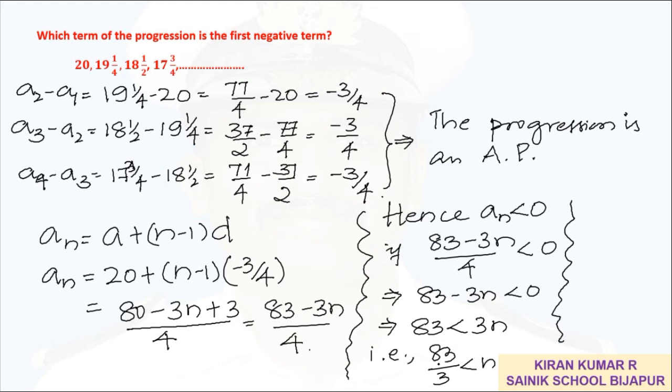N is larger than 83 by 3. So n should be larger than 83 by 3. N should be larger than, if I write in mixed fraction, it is 27 2 by 3. N is a number. It represents which particular number. Since there is a fraction over here, the next number has to be considered. Therefore, I can conclude that 28th term is negative.